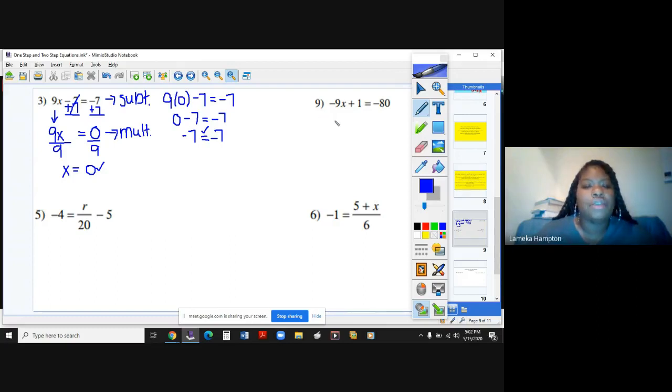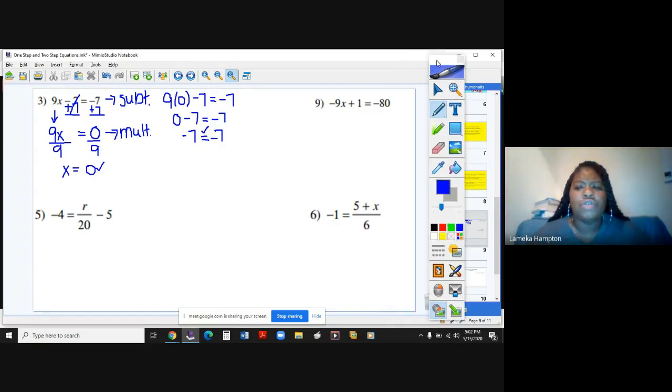So now I'm going to just jump to number 9. And on number 9, I have negative 9x. So pay attention. Negative 9x plus 1 is equal to negative 80. So the first thing I have to do is I have to recognize what kind of problem I have here. I don't have enough room here, but this is an addition problem because we have a plus sign right there. So I'm just going to put over here, this is an addition problem.